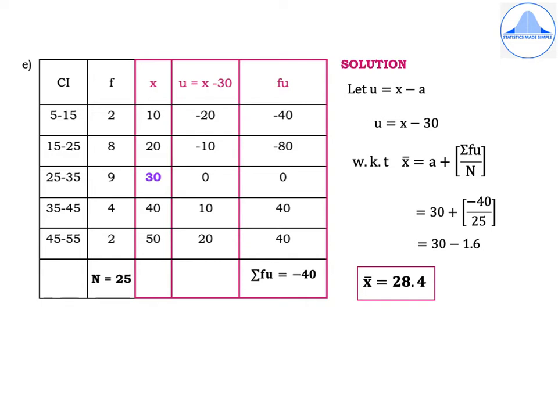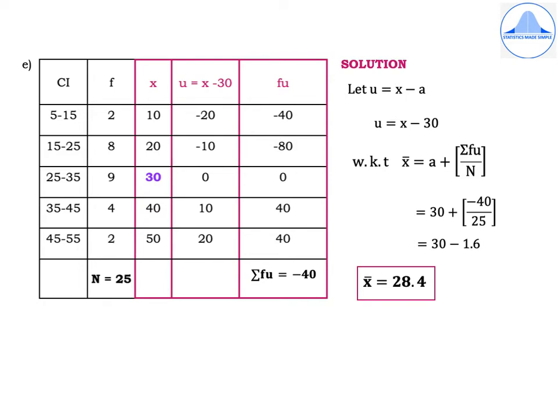So 5 plus 15 by 2 is 10. The next midpoint is 20, 30, 40 and 50. So the middlemost x value is 30. So u is equal to x minus 30. Now the fourth column is u equal to x minus 30, and the values are minus 20, minus 10, 0, 10 and 20. In the fifth column, find out fu values. You will get minus 40, minus 80, 0, 40, 40. Therefore, summation fu is equal to minus 40.